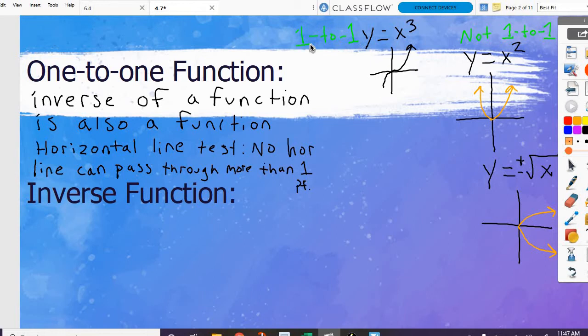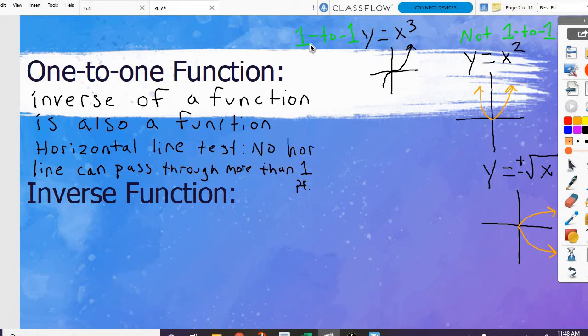We all with me? And the reason that we like 1-to-1 functions is because we like things that are functions. They make our lives easier. So if we have functions that also have an inverse that's a function, we're able to do more things with it. And sometimes, we're going to look here in a second, we have to have an inverse that's a function in order to be able to use it.